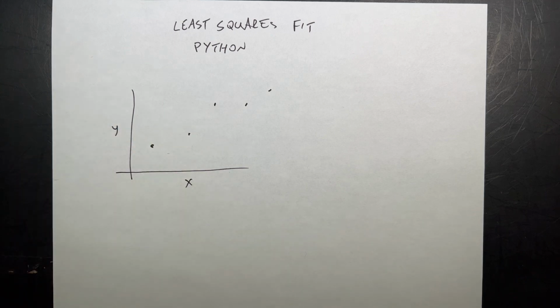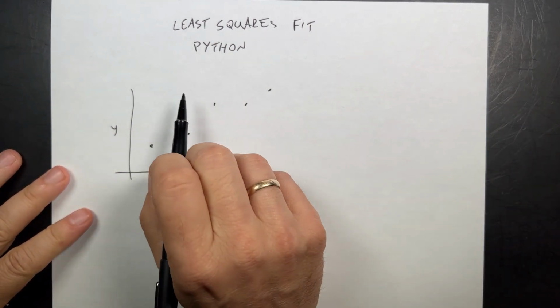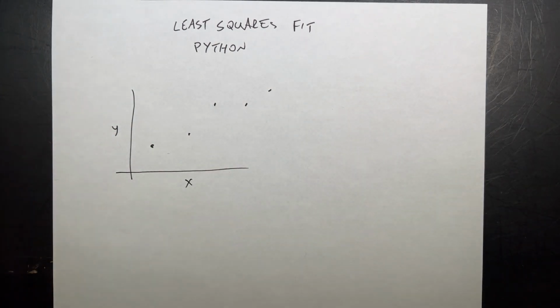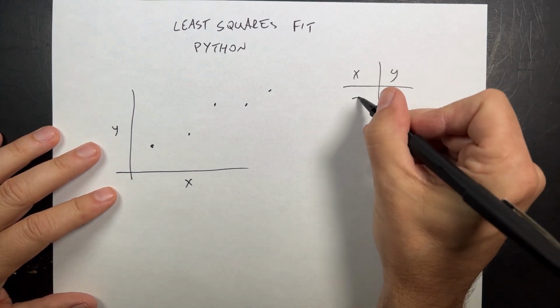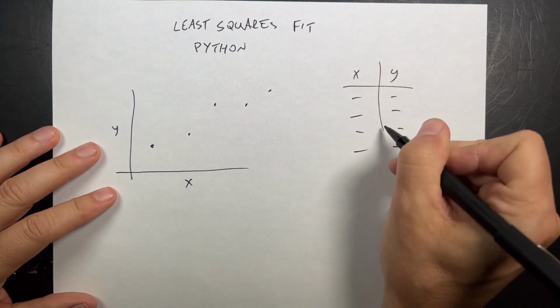I thought I had a video on this, and I don't think I do. So I'm making a video about how to do a least squares fit in Python. Suppose you collect some data, and I'm just going to call them X and Y, but it could be anything, numbers, and you make a graph.